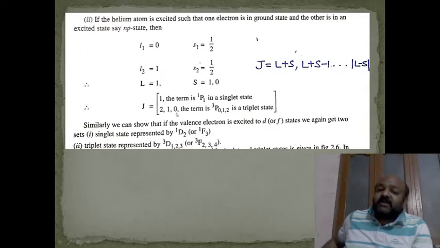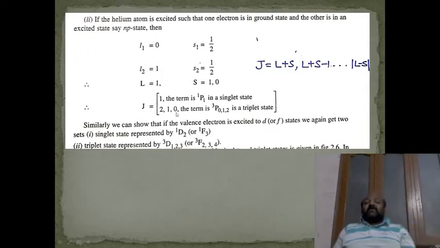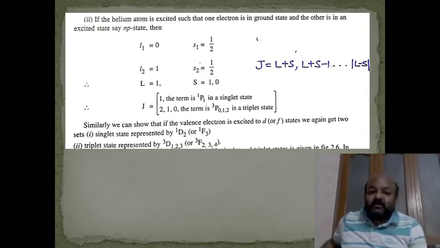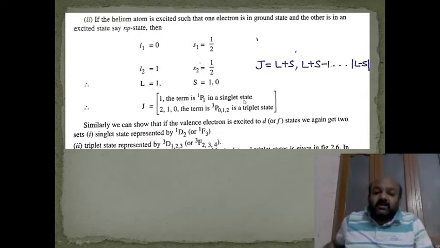So there are three possible states. Now we come to multiplicity. Multiplicity is 2S plus 1. For this state, we have taken S equal to 1, so 2S plus 1 is 3. So this is the triplet state.